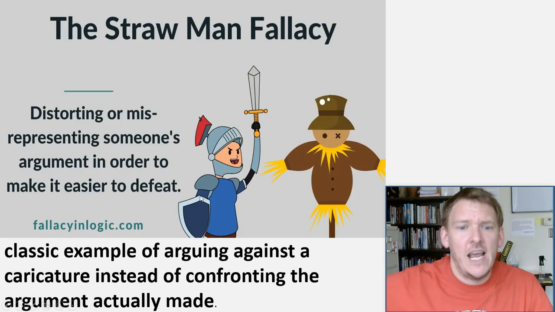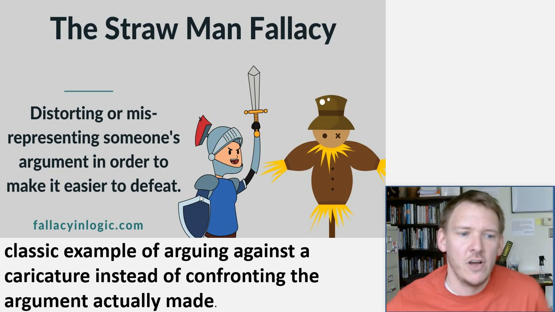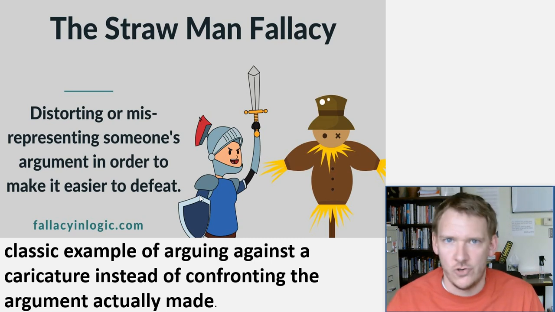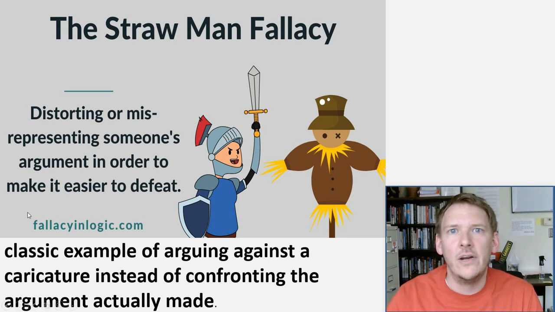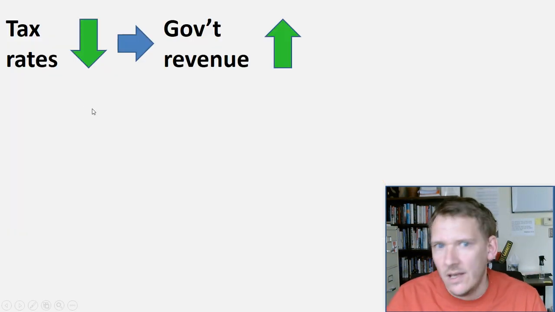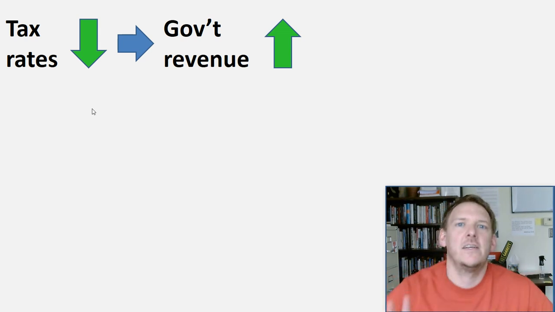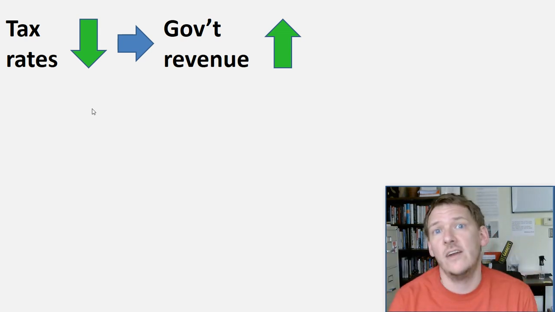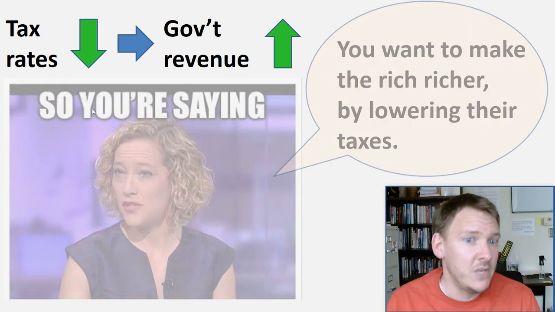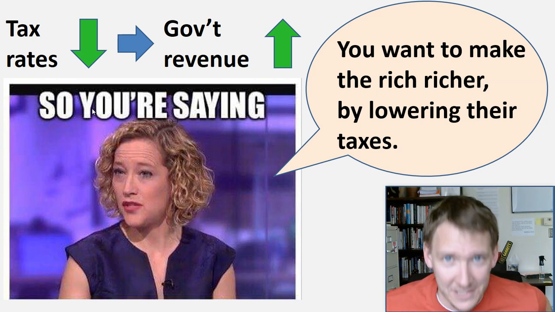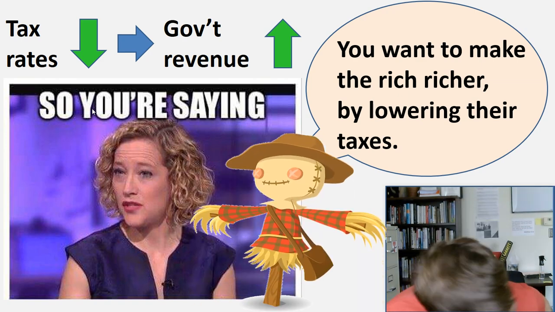Thomas Sowell says it's a classic example of arguing against a caricature instead of confronting the argument actually being made, which is the same thing as a straw man. You misrepresent it, you make it look weaker, and then it's easy to defeat. Tax rates go down, government revenue goes up. That's it. That's the basic argument. That's what the Democrats of today, not the Democrats of old, have tried to defeat. And in order to defeat it, they just straw man it. They misrepresent it. So you're saying you want to make the rich richer by lowering their taxes. That's not what we're saying at all.